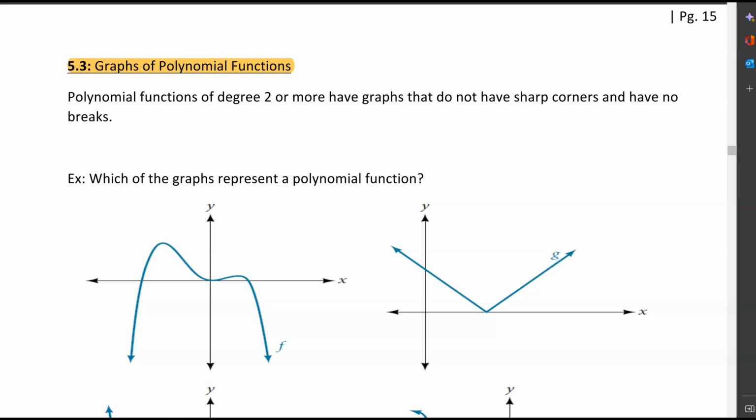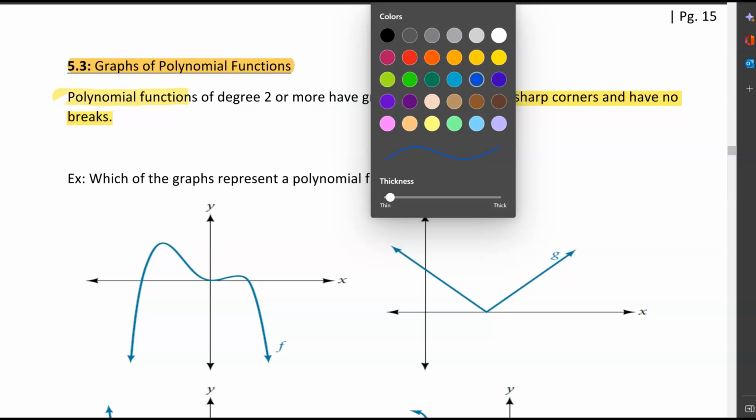Alright class, here we are. We have arrived at section 5.3. We're looking at graphs of polynomial functions. So a couple of things here. A polynomial function of degree 1 or 2 has graphs that do not have sharp corners and no breaks. So that's kind of what we're looking at when we look at the following example.